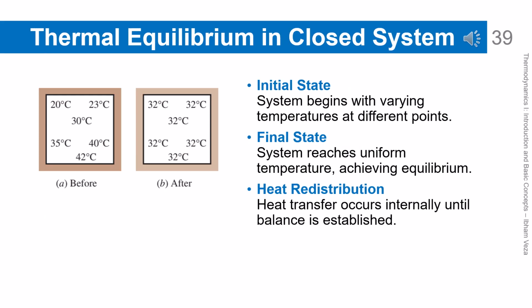Thermal equilibrium in closed system. Initially, the temperature inside the system is not uniform at every point. Over time, heat is transferred within the system until temperature becomes uniform. This final condition is called thermal equilibrium. At this state, no further heat transfer occurs within the system. This concept is important for defining equilibrium states.